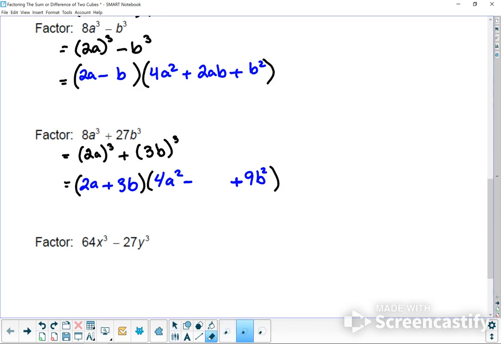And in the middle, you have, so look at what I'm doing. You have 2a times 3b. So 2a times 3b, that makes 6. Like 2 times 3 is 6, and the ab. So you get a total of 6ab.